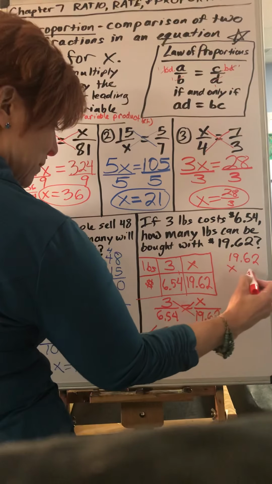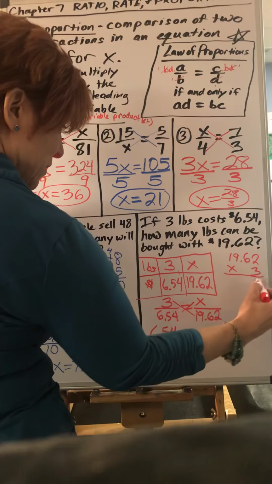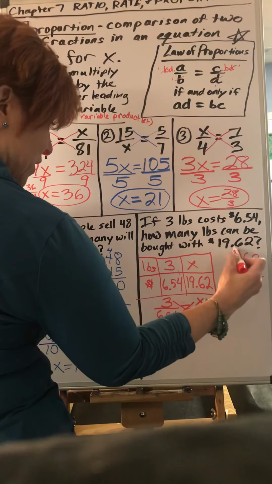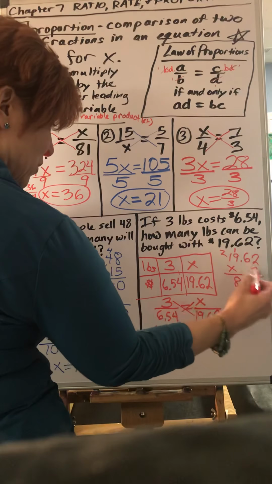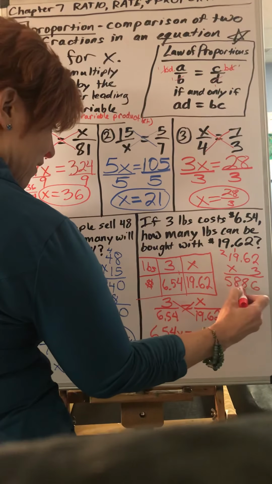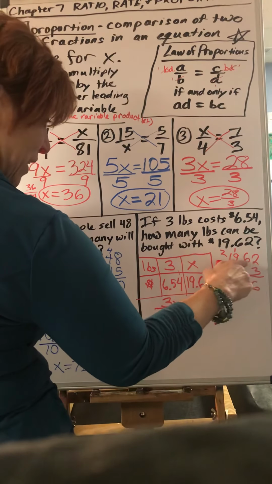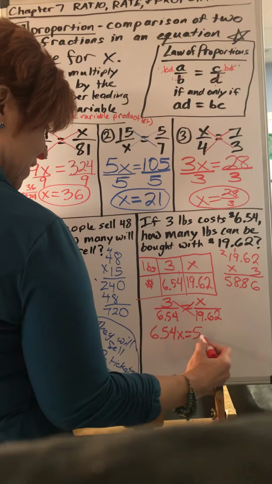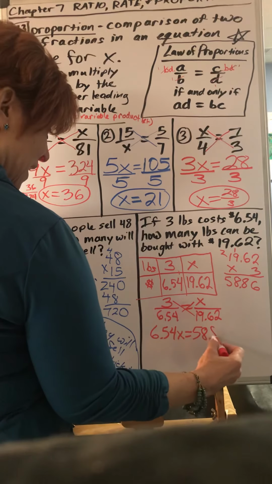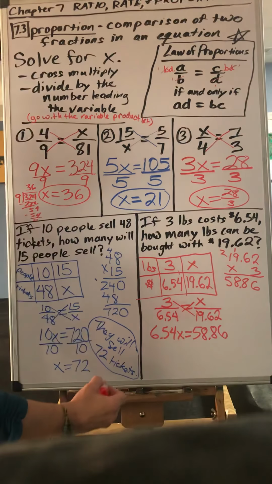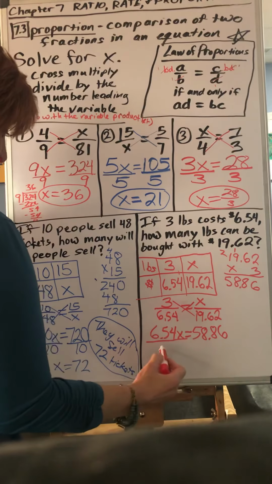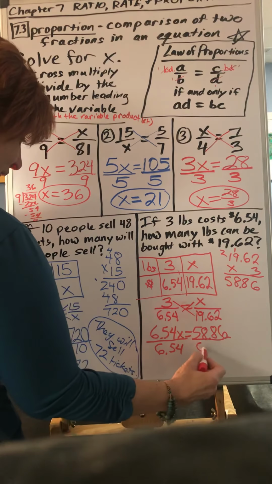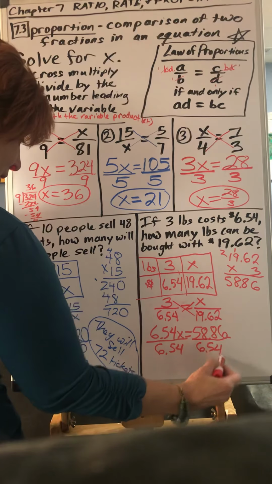So 1962 times 3. 2 times 3 is 6. 6 times 3 is 18, regroup 1. 27 and 1 is 28, regroup 2. 3 and 2 is 5. 2 decimal places in the problem, so there's 2 decimal places in the answer. $58.86. And then we're going to divide both sides by 654. This is a fun little problem here because this is going to take a little bit of work to get x.